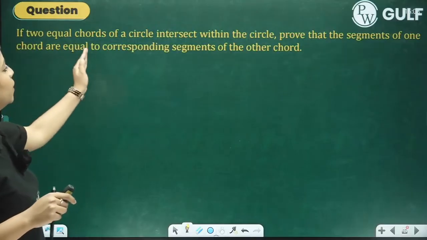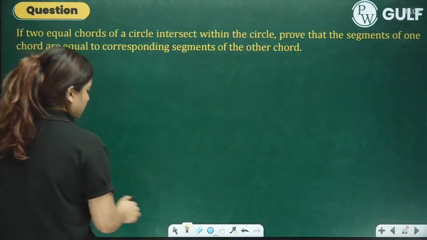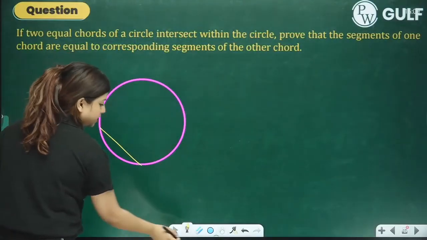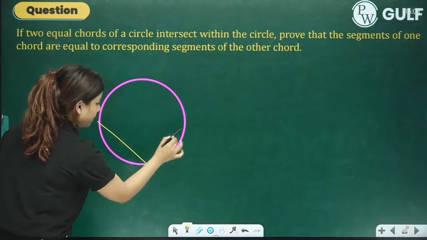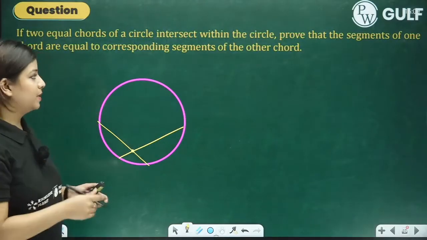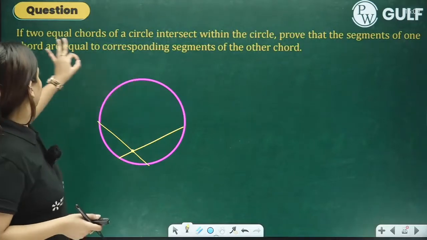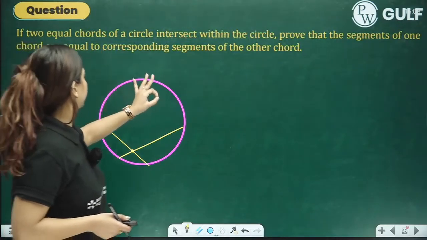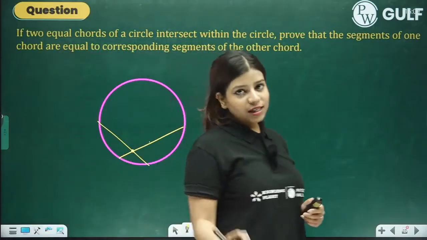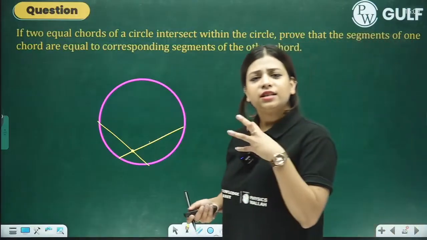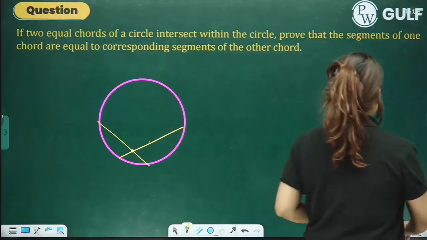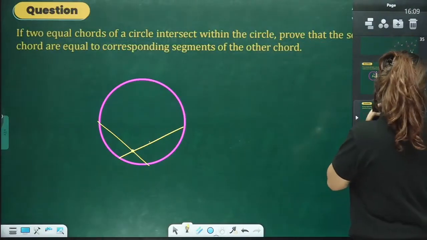See, if two equal chords of a circle intersect within the circle, we have chords, and those two chords are intersecting within the circle, for example, like this, at one specific point. Prove that the segments of one chord are equal to the corresponding segments of the other chord. If the chords are equal, students, then it is very specific that the segments they have are also equal. Let's move forward to the next part.